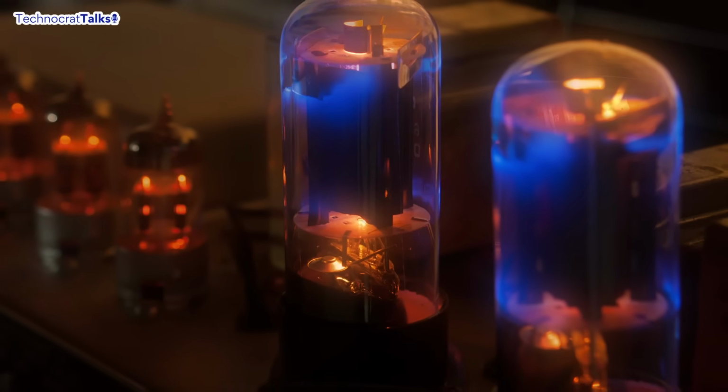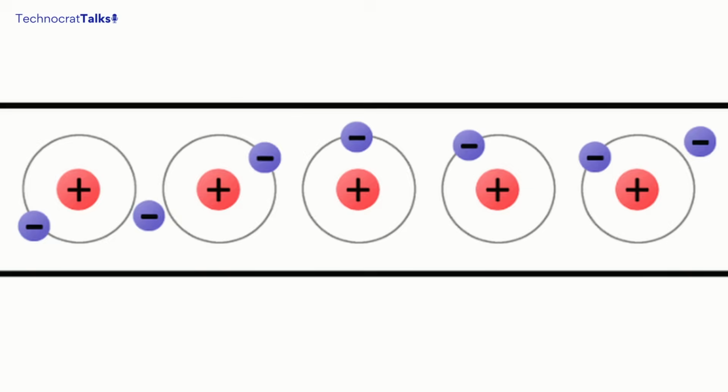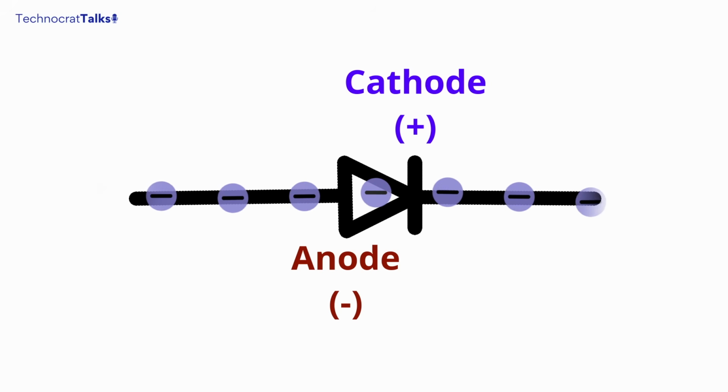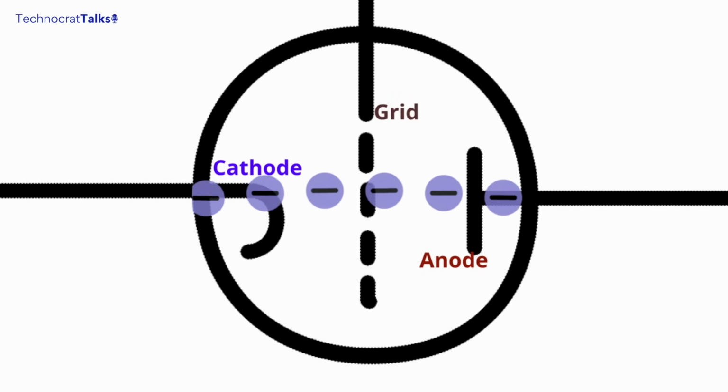To solve this, engineers turned to the vacuum tube. Technically, this is a triode. The main difference between a diode, which you may have heard of, and a triode is the number of electrodes and their ability to control current. The diode is a two-terminal device that allows electricity to flow in only one direction, while a triode has a third electrode that allows it to amplify or switch signals.